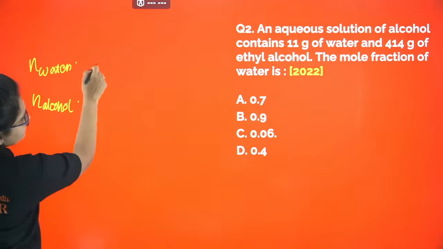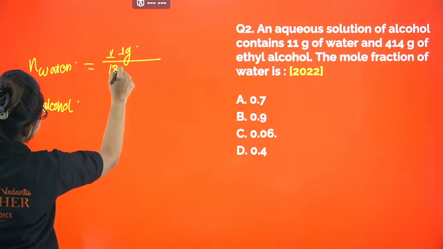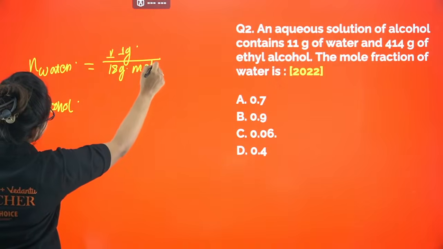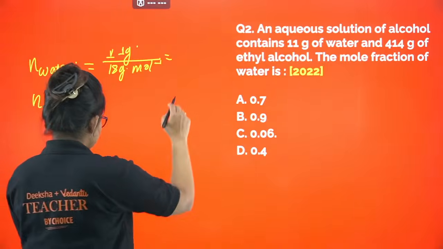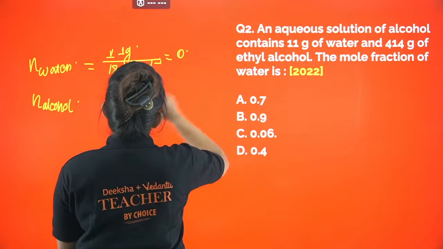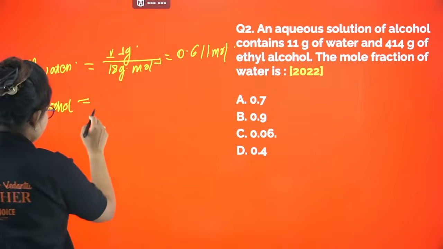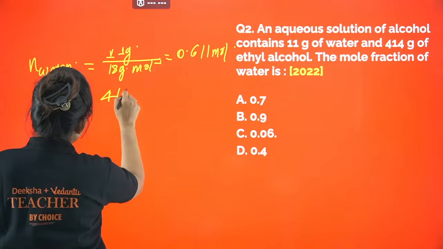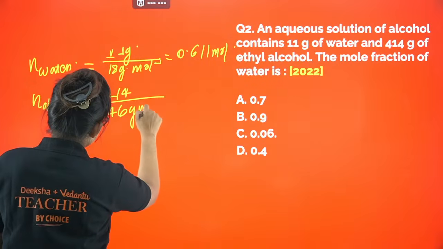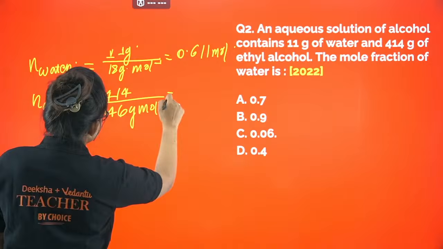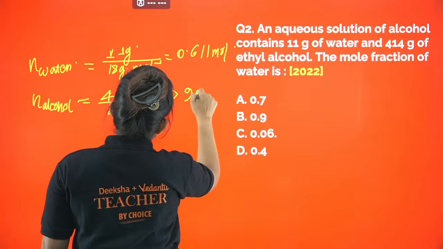Okay, so here they gave 11 gram of water. So 11 gram divided by the molecular weight of water, 18 gram per mole, right? If you calculate this, it will come to 0.611, I guess. Now for alcohol, it is given as 414 gram, and the molecular weight of ethanol is 46 gram per mole, right? If you calculate this, it will be almost equal to 9 mole.